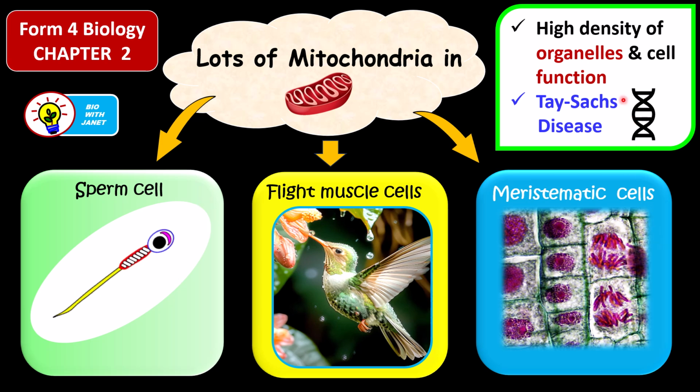Now, Tay-Sachs disease is one disease that's caused by the failure of lysosomes, an organelle, to produce a specific digestive enzyme to digest fats. So let's find out about Tay-Sachs disease and why it is called a hereditary disease that can be passed down from parent to child. So let's dive into the topic.